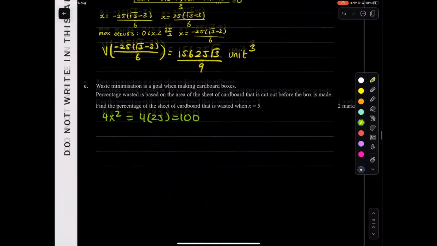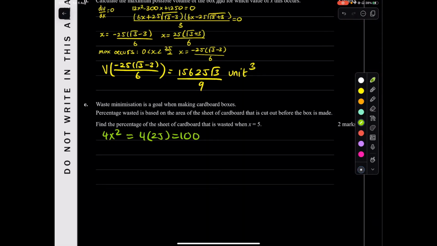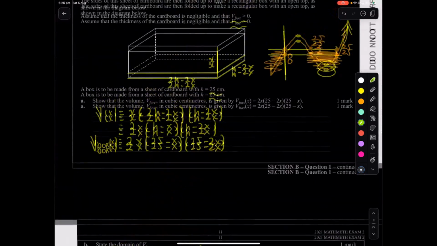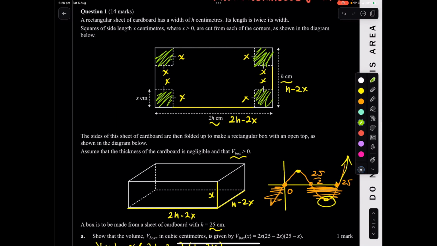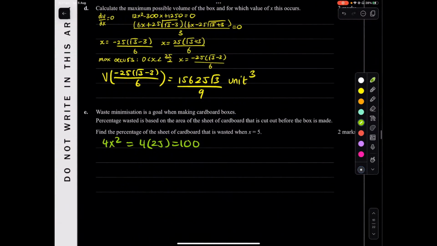Waste minimization is a goal when making cardboard boxes. Percentage waste is based on the area of the sheet of cardboard that is cut out before the box is made. So we want the actual area of the whole cardboard without being cut. And we know it's 2h and h, so plus 2h squared. Is that right? Yeah, so plus 2h squared.